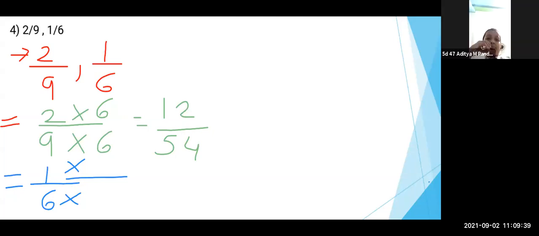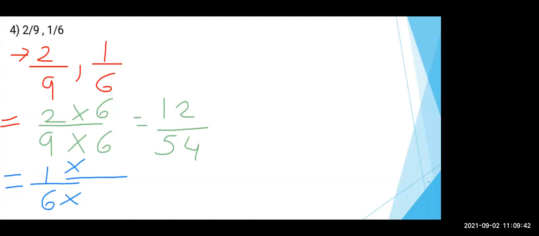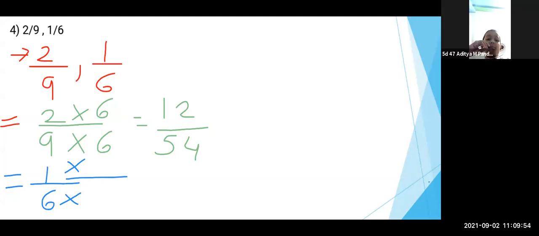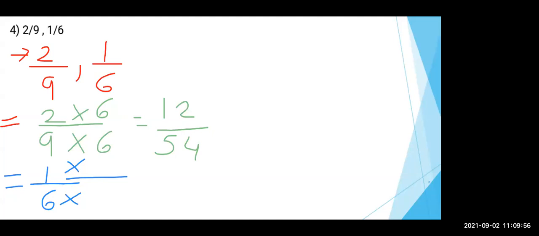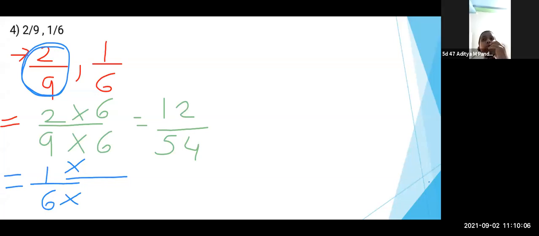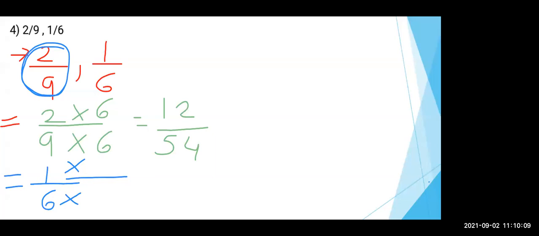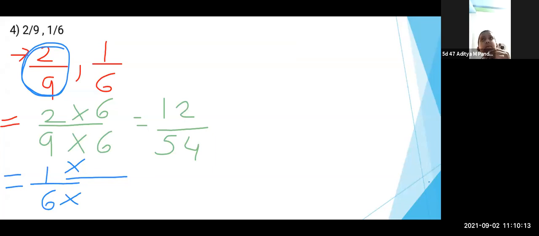See, first 2/9 we had to multiply by 6. Now 1/6, what will you multiply it by? By the first term's denominator. What is the first term's denominator? First 1. Here 1 is there. No, 2. See, here the denominator is what? In 2/9, the denominator is what? 2. 2 is denominator, the numerator is 9. Yes, very good. Excellent work you are doing.